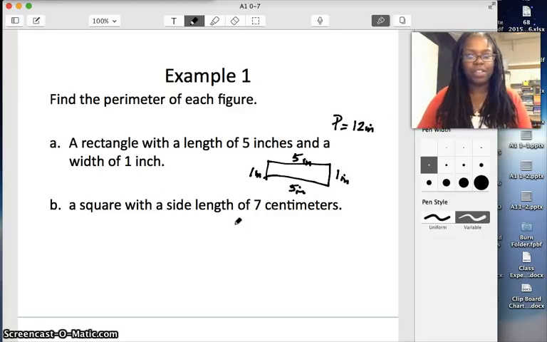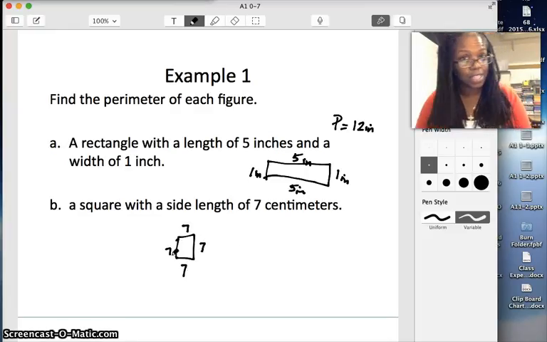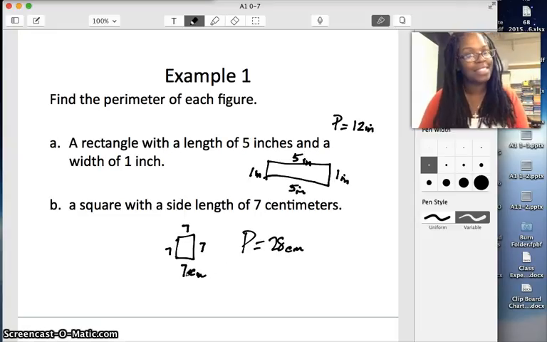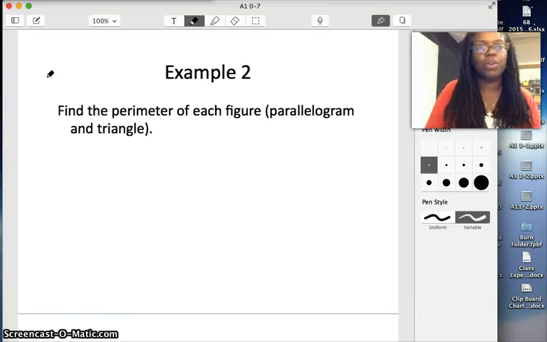All right, a square with the side length of 7, I think you guys know the deal. If a square has a side length of 7, that means all sides are of length 7. And so the perimeter for this, and I should put centimeters here, the perimeter for this is 28 centimeters because I am multiplying it by 4 or adding up all the 7s. Easy, easy. All right, so let's look at this next one. The perimeter of each, hold on.